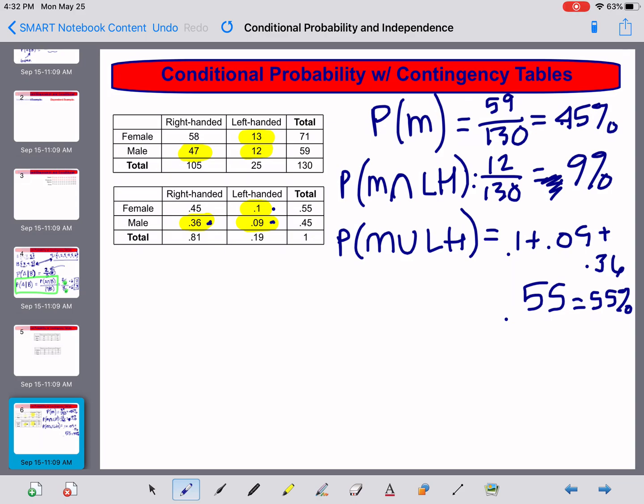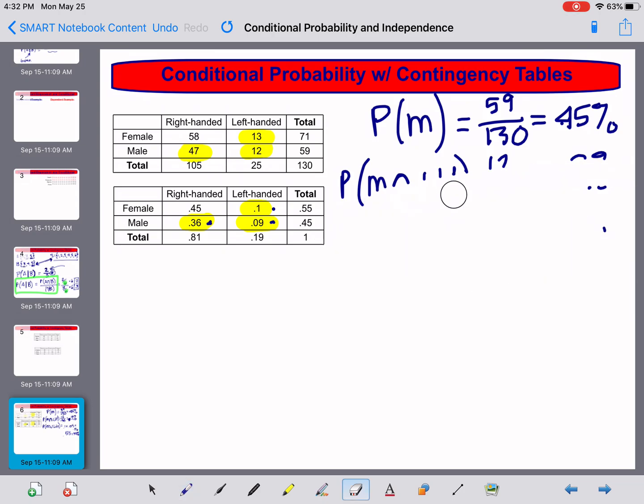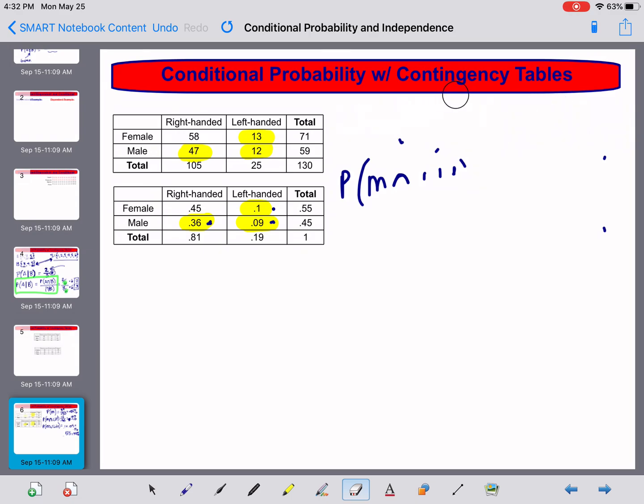So you can see how this can be really useful, these contingency tables, not just for conditional probability, but that's what we're going to focus on, because that's going to be helpful for us instead of just simply using a formula to do this.